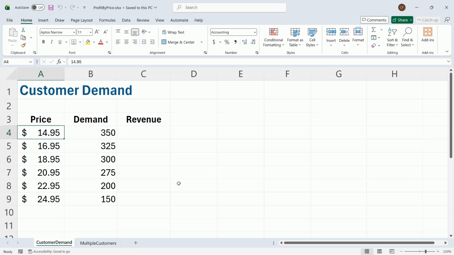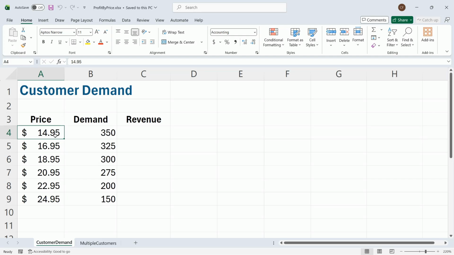I'll start on the customer demand worksheet, and the idea is that the more you charge, the fewer customers you will have. Now, that's not true for some luxury goods, but for items that people like me buy, a higher price means I am less likely to buy it.